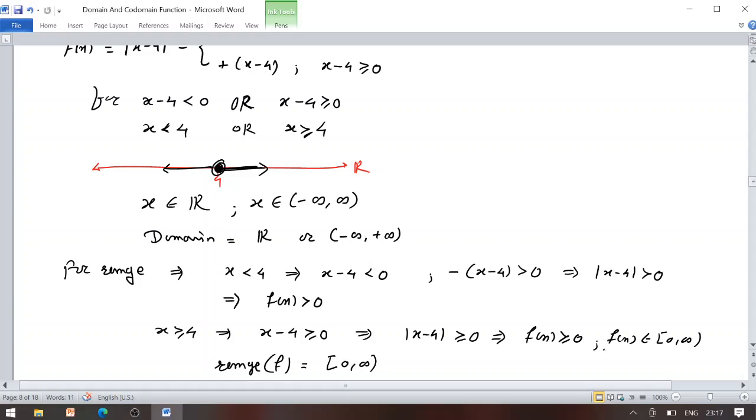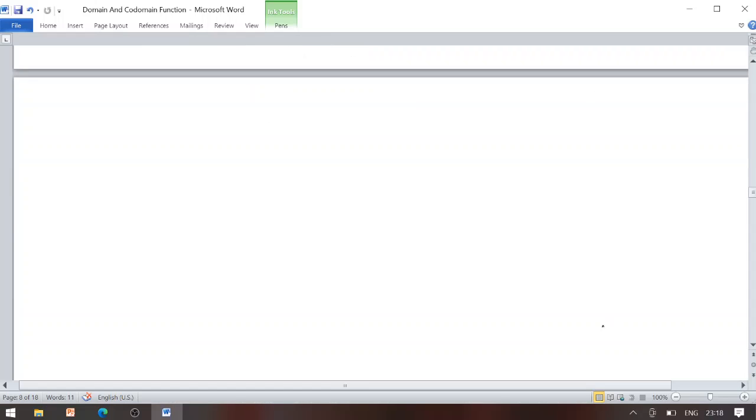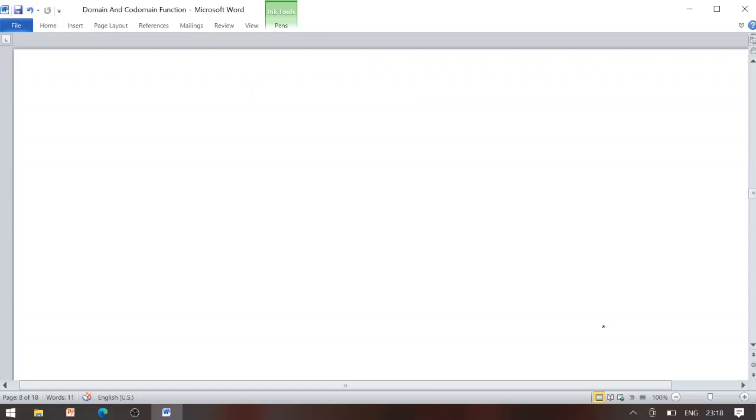Now suppose we wanted to consider the next example, of the form f of x equals minus of mod of 2x. Here are a few more examples depending upon the modulus. Everyone knows the graphical representation of mod of x is of the form like this way.